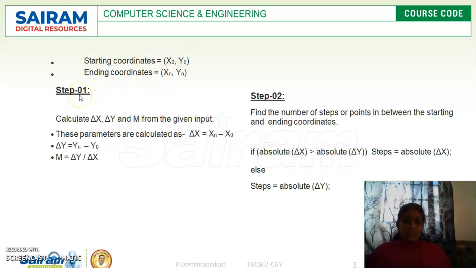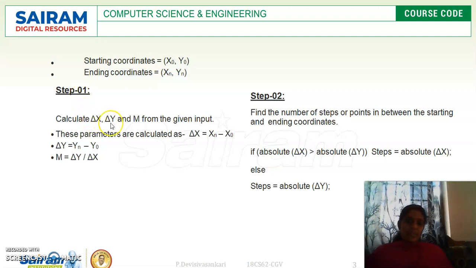The very first step is to find the del x as well as the del y value, and we have to find the m value. The del x is nothing but the end point xn minus the starting point x0, and the del y is the same way, the end y coordinate minus the starting y coordinate. The m value is nothing but del y divided by del x. This is step 1.